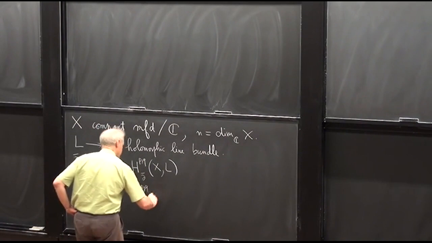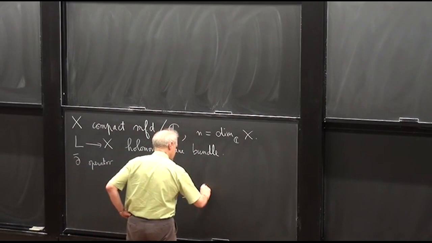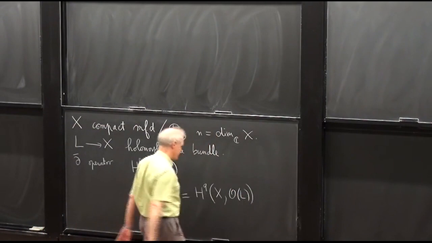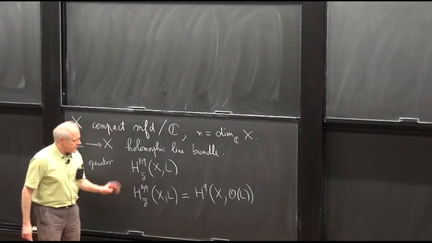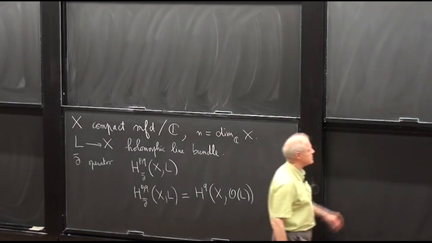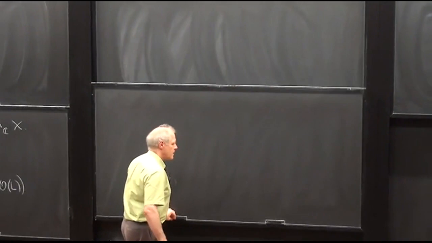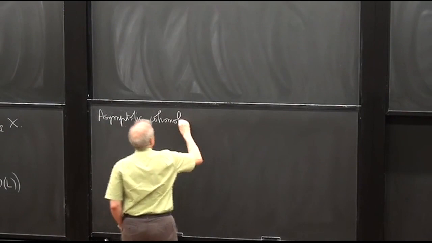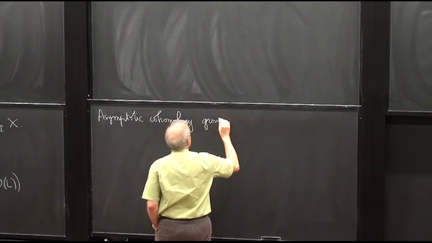It's well known, using sheaf theory, that this is the same as the cohomology of the coherent sheaf of sections of the line bundle L, using, for instance, Cech cohomology or whatever. Okay, so we are interested in understanding better general properties of this, especially the asymptotic cohomology. I will introduce the asymptotic cohomology group dimension functions.